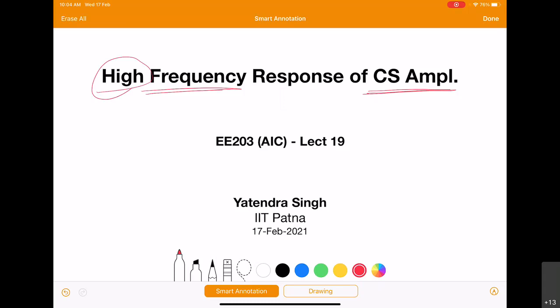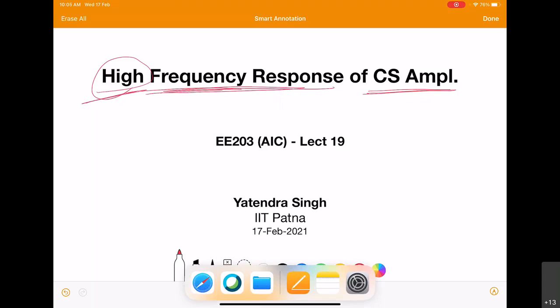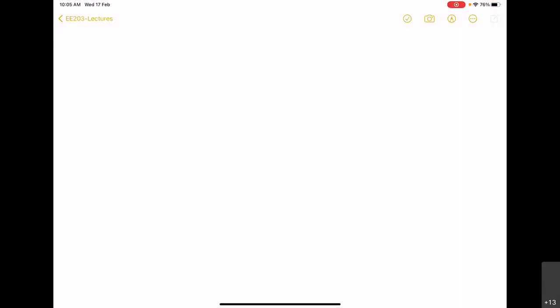Because as I pointed out in one of the classes, the gain of the common source or any other amplifier changes with frequency because of the presence of capacitors. And since the capacitors are located actually in two different regions, one inside the MOS, one outside the MOS, the frequency response in general will vary whether the frequency is high or low. So that is why we study the low frequency response and high frequency response separately. So in this lecture, we will study the high frequency response.